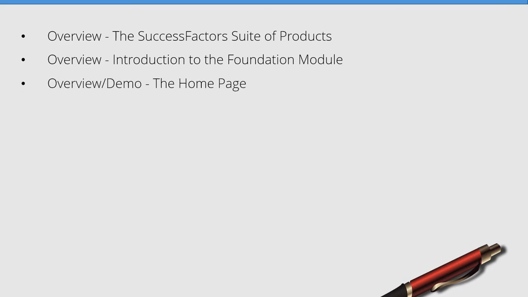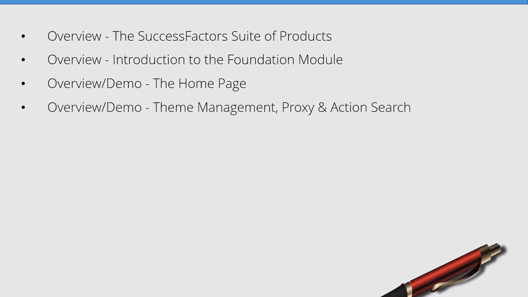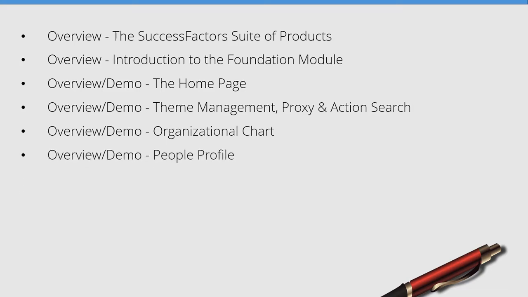Then we'll take a look at the overview and demo of the home page and some of those first features which are actually part of the foundation module. We'll take a look at theme management, proxy, and action search features as well. We'll start looking at how we configure an instance to look the way we want for a client. We'll take a look at the organizational chart, how the information of the relationships between employees is structured or visualized in the application. We'll take a look at the people profile, which is the structure of all the data for everyone we have in the organization.